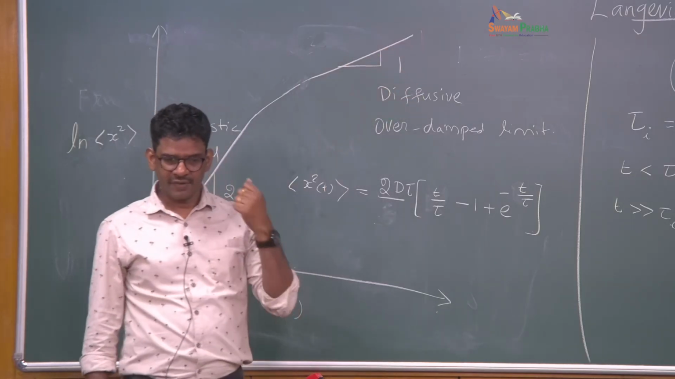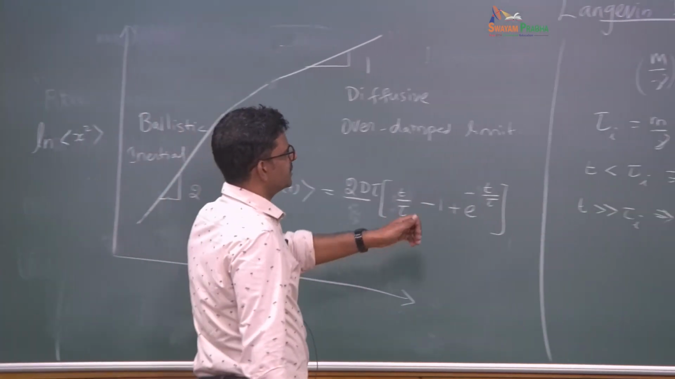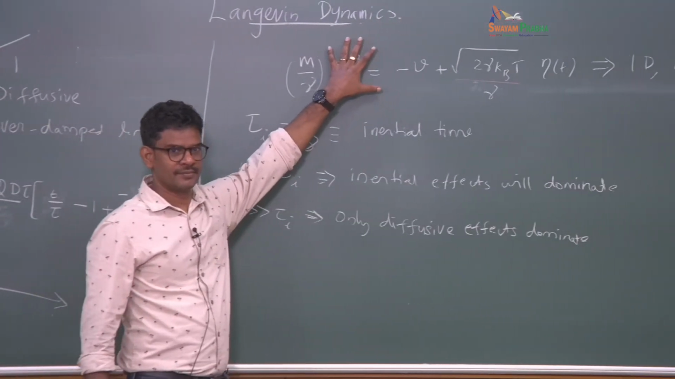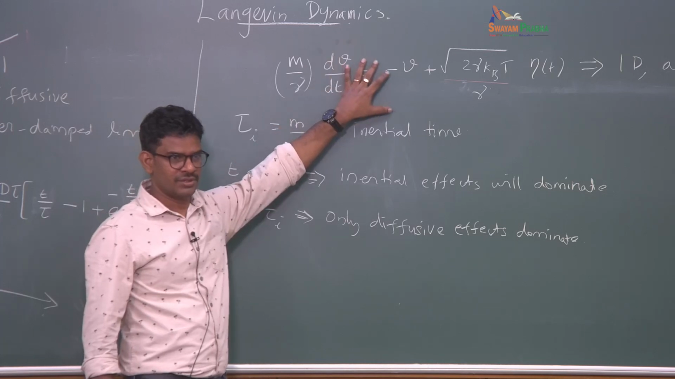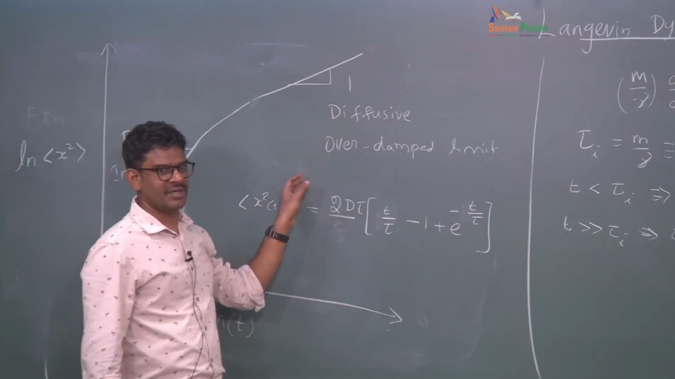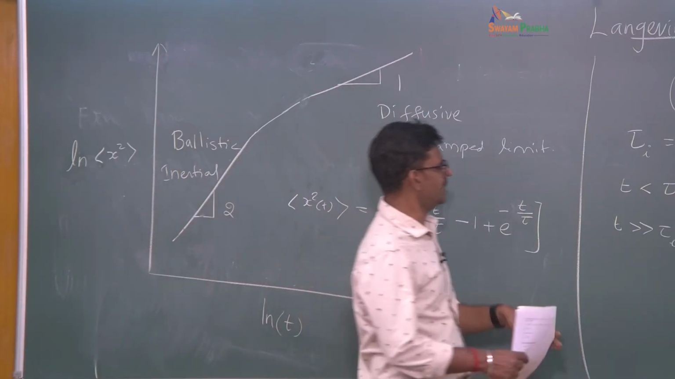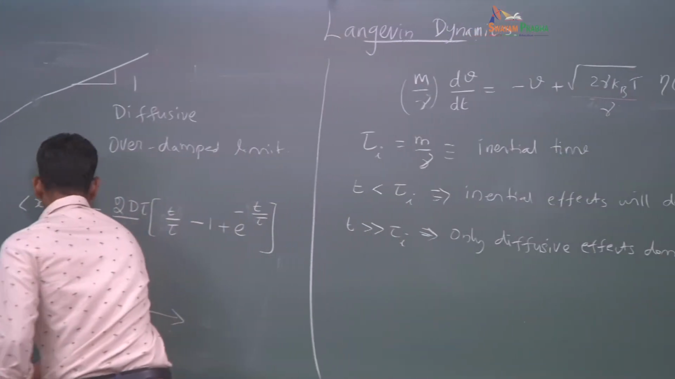Then if our interest is only in looking at the diffusive behavior of a Brownian particle, what we can do is ignore this inertial term, and look at only the response in the larger time limit where only the diffusive behavior will exhibit. So then we put this equal to 0.